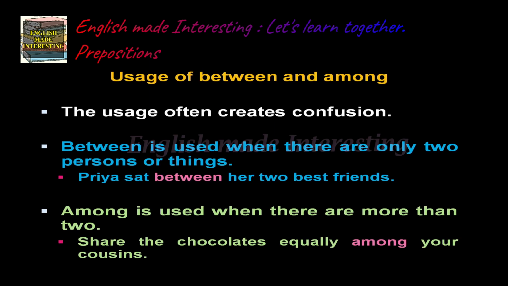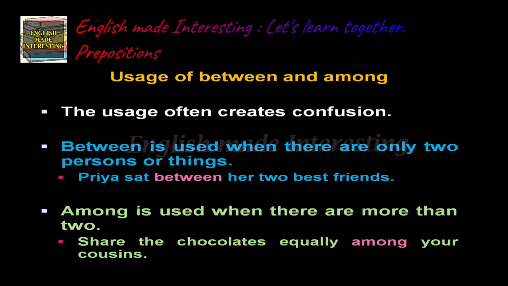Now over to the usage of between and among. Between and among are prepositions. The usage often creates confusion. Between is used when there are only 2 persons or things. Priya sat between her 2 best friends. So only 2 friends. It's mentioning 2 friends, so between is being used.